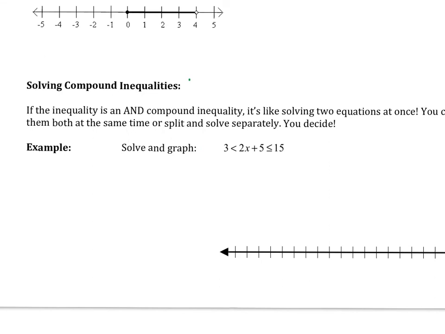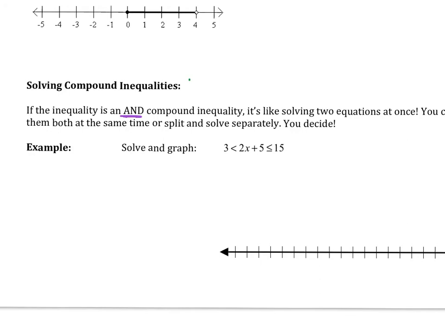So the first one we'll solve will be an and inequality, because it's 2 in 1. You have 2 inequality signs. So, solving an and compound inequality is like solving 2 inequalities in 1, and you're trying to isolate or get that x by itself in the middle part of your inequality.